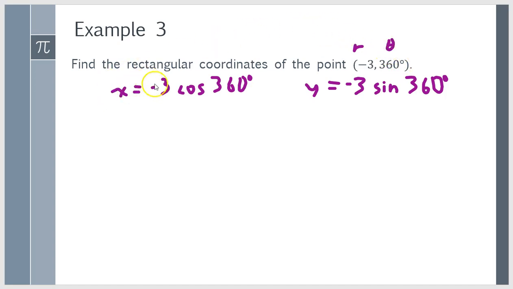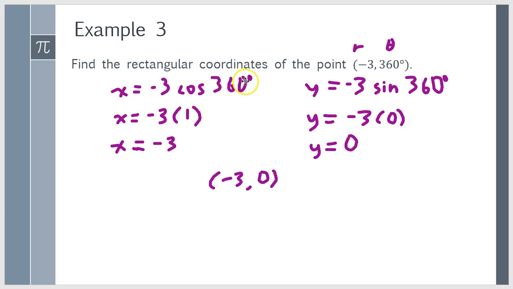Our formula is X equals R cosine of theta and Y equals R sine of theta. Once you set up your two equations, just compute them using whatever method you prefer. Again, these are numbers that can be found on the unit circle, so I usually prefer doing that because I find it faster than typing everything into the calculator. If you follow along with this computation, cosine of 360 degrees is equal to 1, and I did -3 times 1 as a separate operation here. And then for the Y value, sine of 360 degrees is equal to 0, and -3 times 0 is 0. So our ordered pair in the rectangular system is X comma Y, so (-3, 0) in this case.